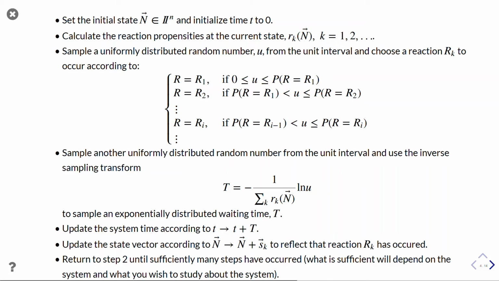This gives an exponentially distributed waiting time T. Then, we update the system time by taking the current time t to t plus capital T being the waiting time. Then we update the state vector by taking the state vector n before the reaction occurred to the state vector n plus the stoichiometry vector for the reaction k that has occurred. Then you return to step 2 until sufficiently many iterations of the algorithm have occurred. And what is sufficient will depend on what the system is that you're studying and also what you wish to study about the system. For example, are you computing long time statistics to approximate the steady state distribution statistics, or are you computing time dependent statistics over many trajectories?